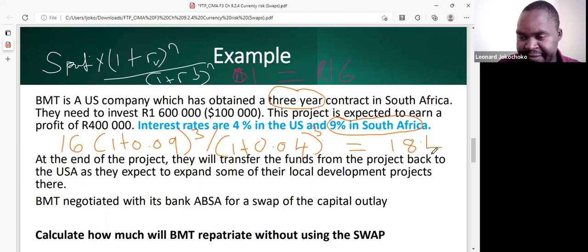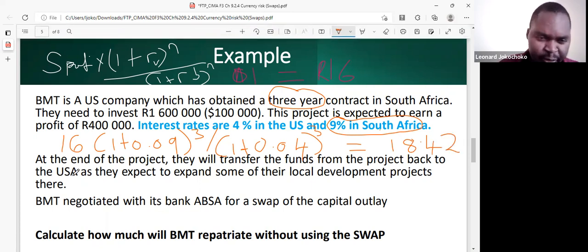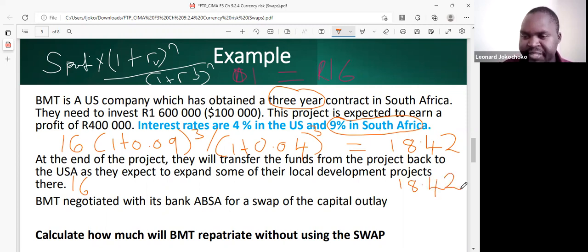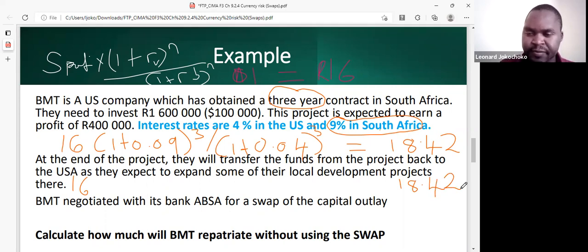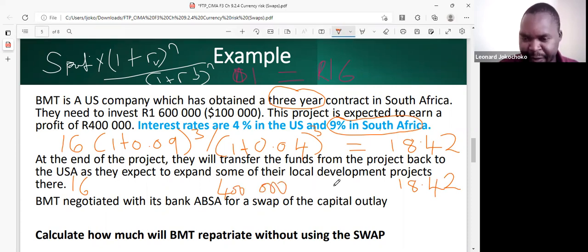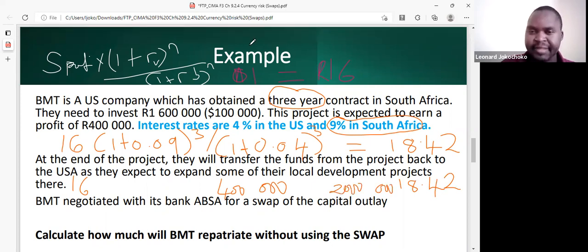So after 3 years, the exchange rate has changed. We know that it started at 16, but after 3 years, it is now 18 rand 42. You can see here that the rand has lost value. You now need more rand. In year 3, you need more rand than you needed in year 0. To convert the amount we have, we now need to convert the profit made, and we can also convert the amount transferred back to the United States at the exchange rate.